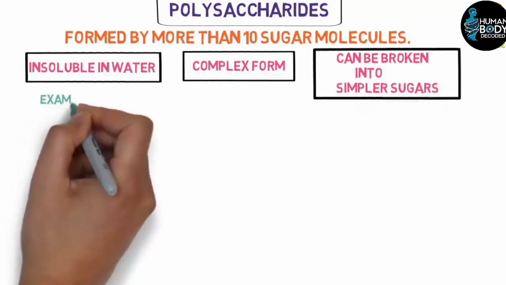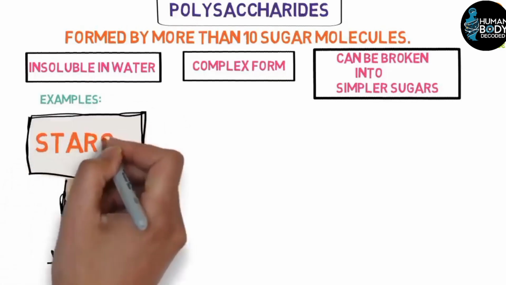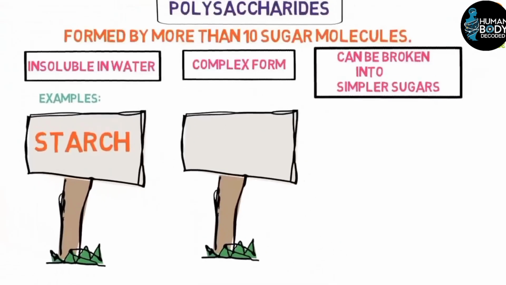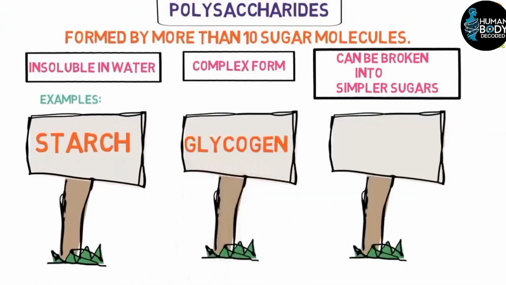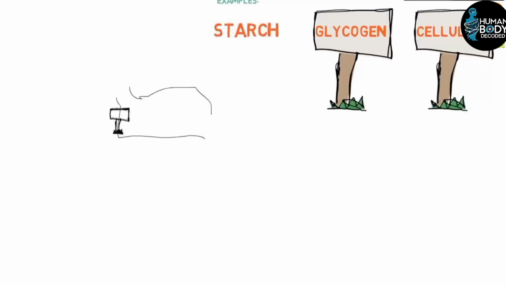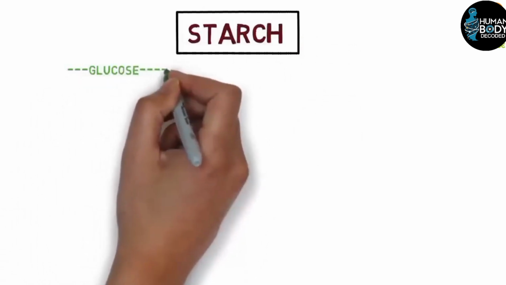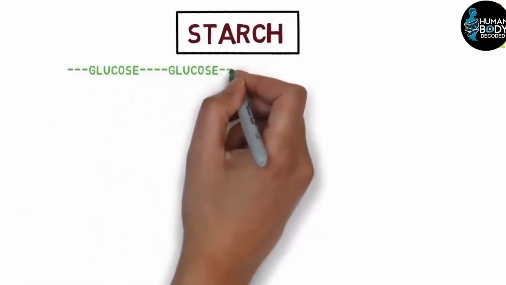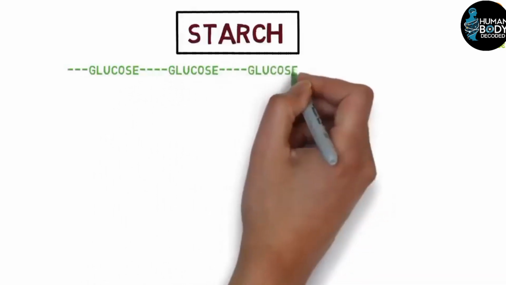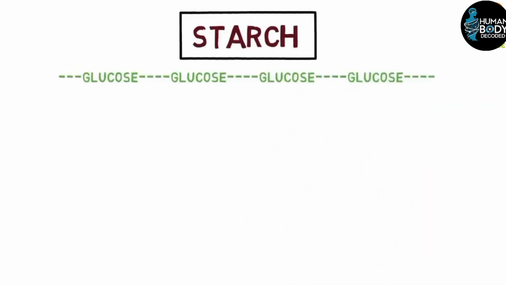Now, talking about examples, there are three main examples. The first one is starch, the second one is glycogen, and the third one is cellulose. Let's study each classification of polysaccharides one by one. First, we come to starch. In starch, the glucose molecules are attached to each other in a straight chain. In a straight chain, in a linear form, glucose molecules or monomers are attached to one another, which forms starch.